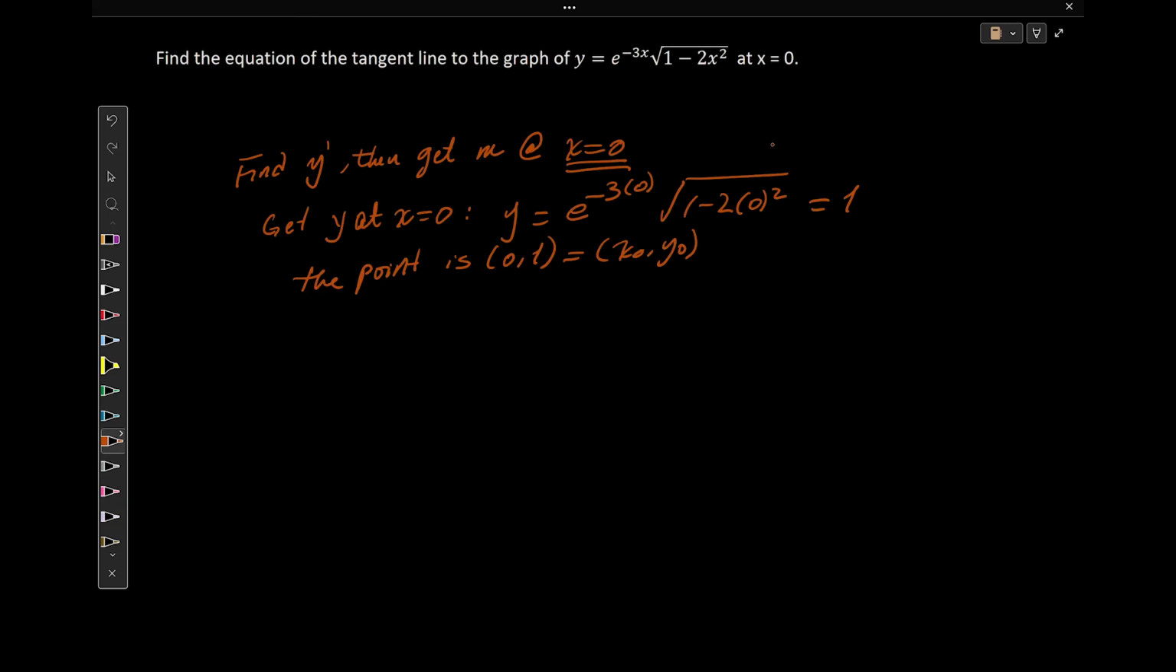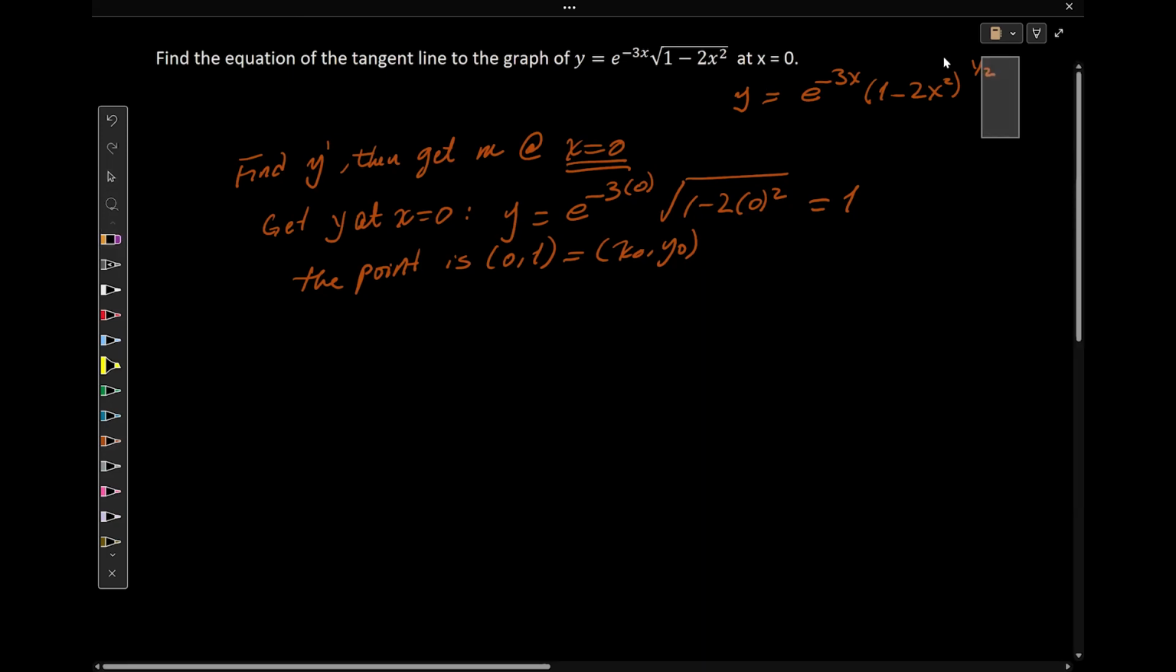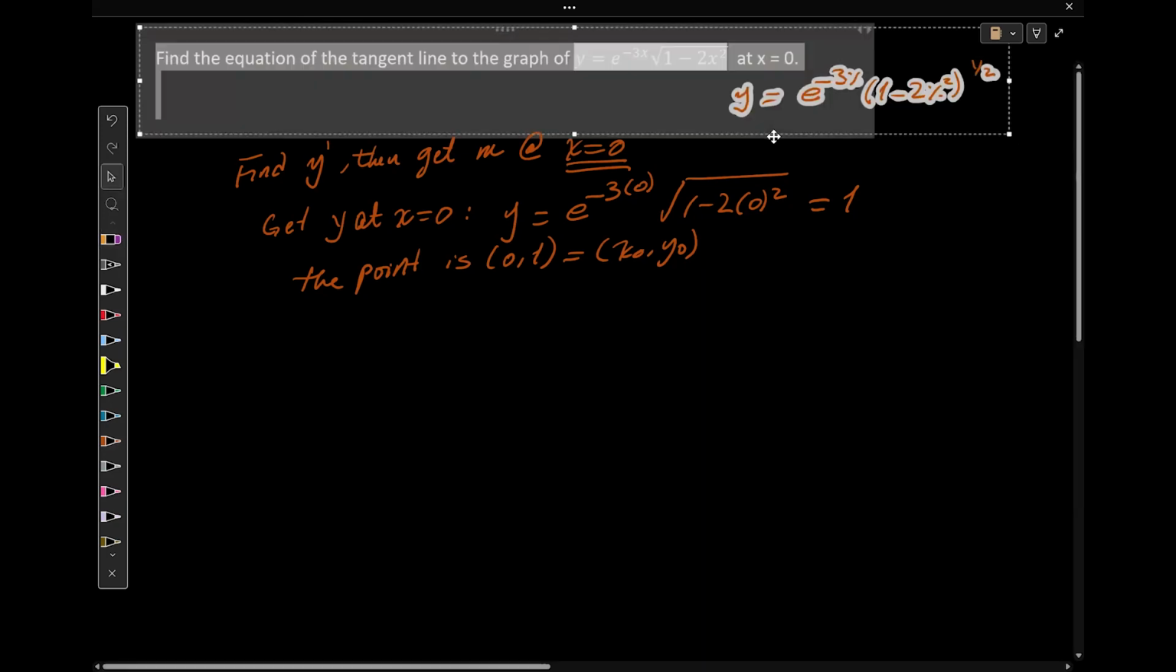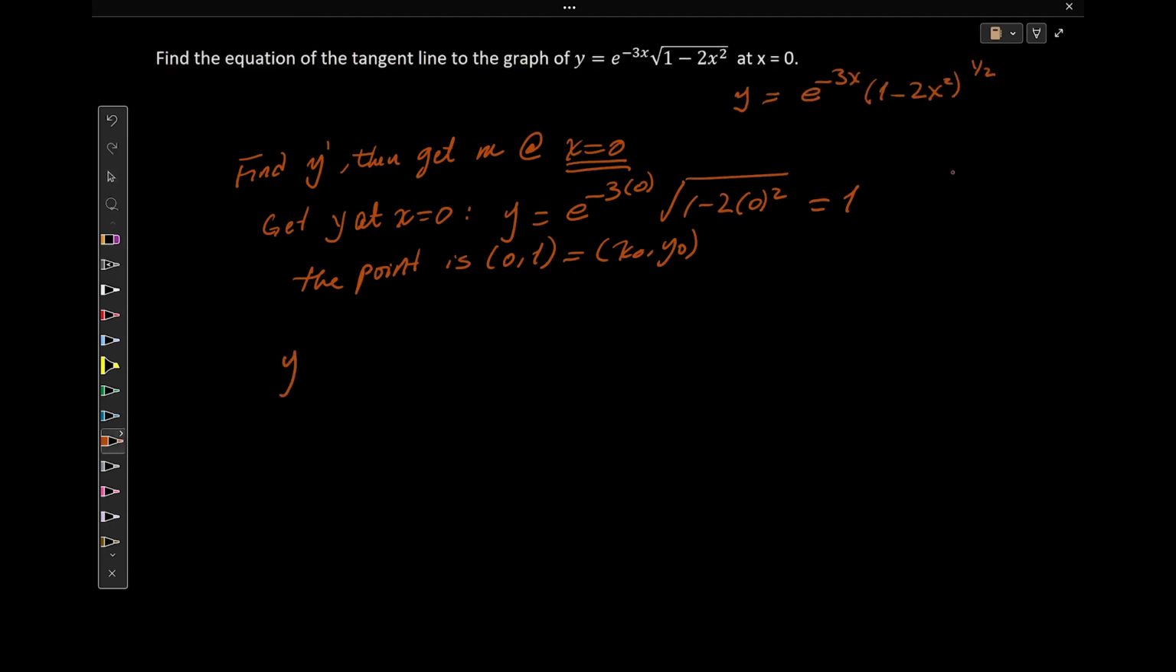So let's get y prime. So y prime equals, now what do I see here? Let me rewrite y as y equals e to the negative 3x times (1 minus 2x squared) to the 1/2. Let's bring it over here maybe, if we can. No, that's not going to let me do it. So let's write it here: e to the negative 3x times (1 minus 2x squared) to the 1/2.